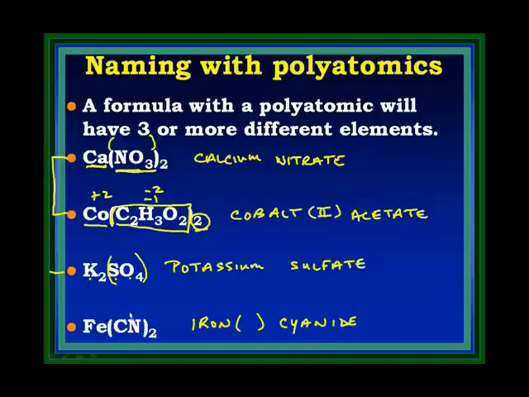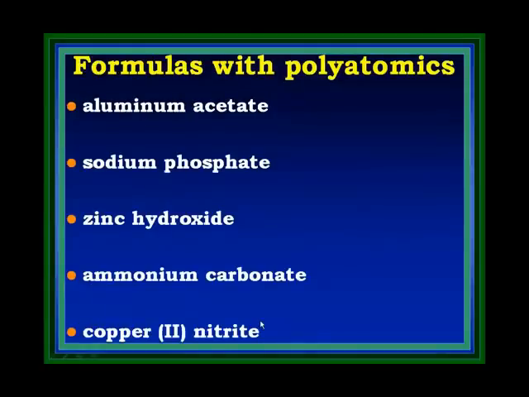Okay, so we figure out a Roman numeral. Cyanide has a charge of -1. There's 2 of them, so it has a -2. So my Fe has to be a +2 to cancel it out to 0. And I have iron(II) cyanide. Okay, pretty easy stuff. When I want to go and write the formulas with polyatomic ions, that takes just a little more care.